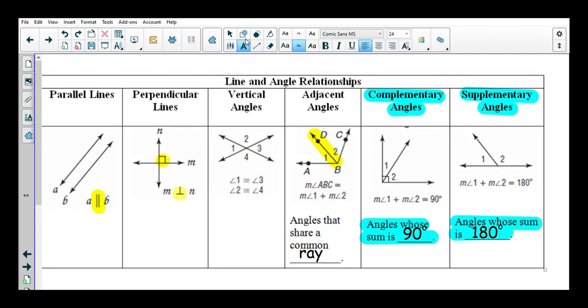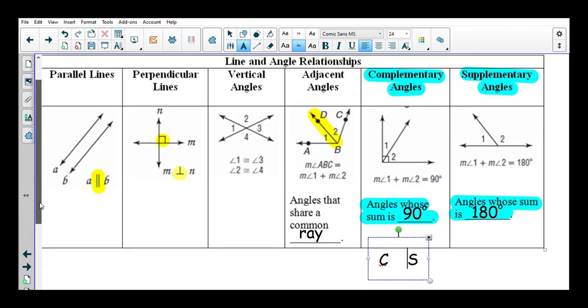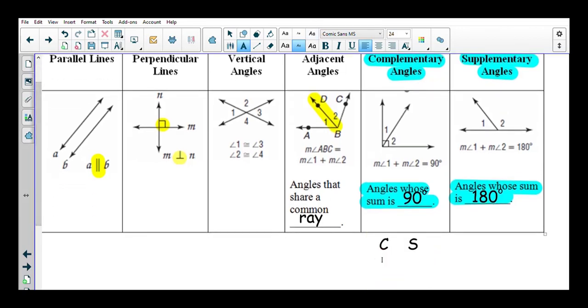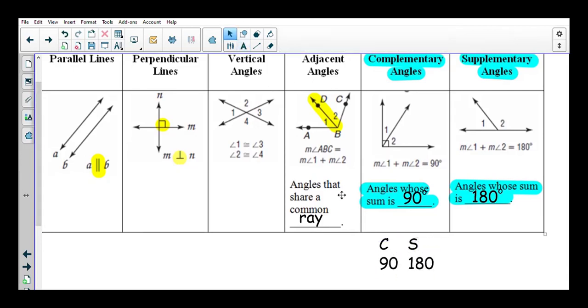The way I remember complementary versus supplementary is I think about the alphabet. We've got C and S, C for complementary, S for supplementary. C comes before S in the alphabet, and 90 comes before 180. If you know that they are related to 90 and 180, then you know that 90 comes before 180 and C comes before S. So complementary is 90, supplementary is 180. Basically, a lot of the angle relationships we're going to see in this unit, we're either going to have angles that add up to 90 degrees, we have angles that add up to 180 degrees, or we have angles that are equal to each other in general.